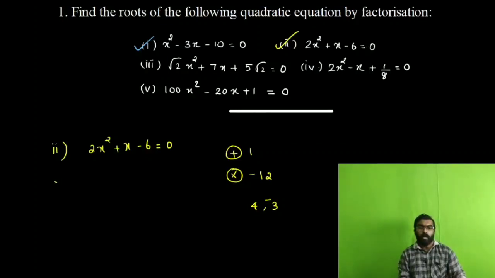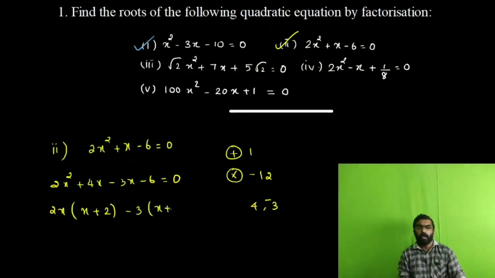We can split the middle term. So 2x square plus 4x minus 3x minus 6 is equal to 0. First two terms 2x is common, so 2x into x plus 2. Next two terms minus 3 is common, minus 3 into x plus 2 which is equal to 0. Overall x plus 2 is common, so x plus 2 into 2x minus 3 is equal to 0. So x plus 2 is equal to 0 or 2x minus 3 is equal to 0.